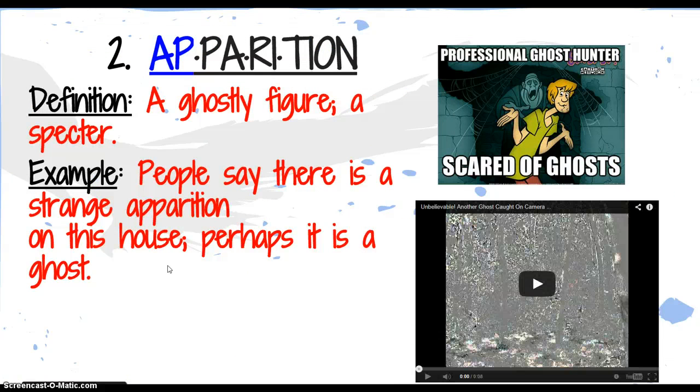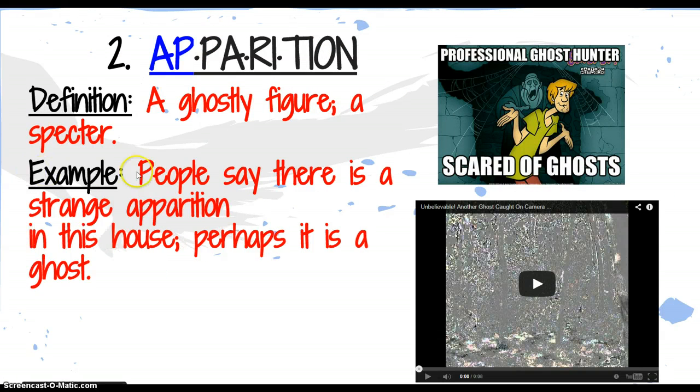The next word is apparition. While you're writing this word, please separate the prefix from the base word, apparition. While you're writing it, draw a line right here after AP, apparition. The definition is a ghostly figure, a specter. Example, people say there's a strange apparition in this house. Perhaps it's a ghost. And I've included this cute little meme, professional ghost hunter, scared of ghosts.